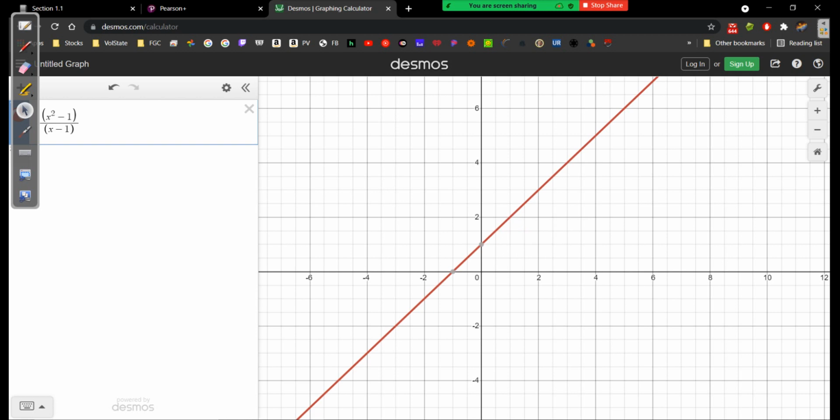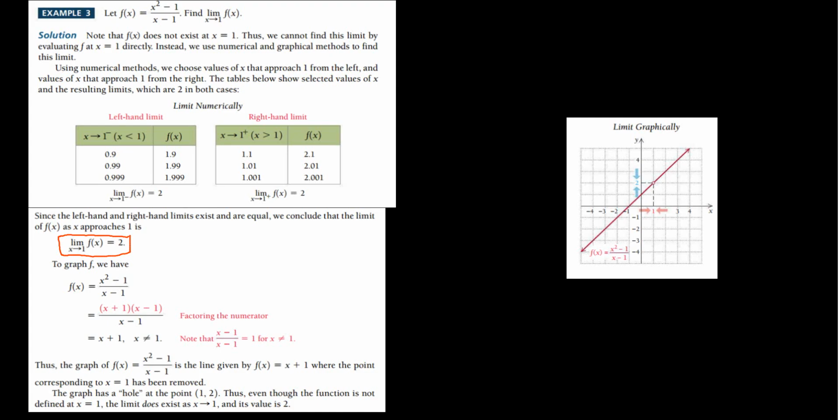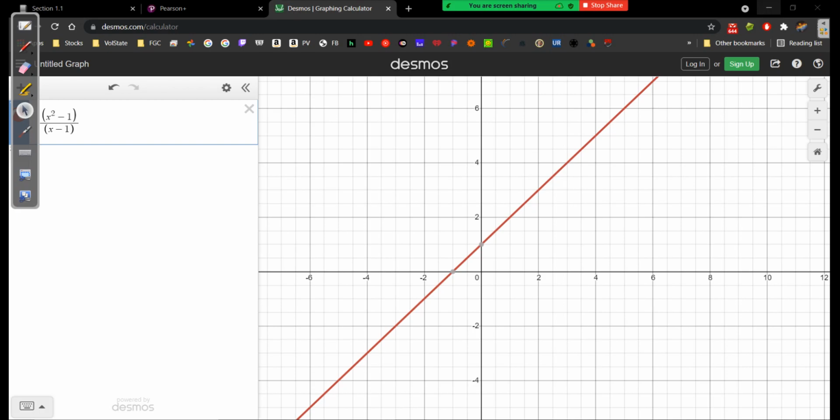To tie all this together, if we just evaluated the function at 1, it is indeed undefined. But if we evaluated the limit of that function at 1, it's not undefined. The solution is actually 2. We're approaching 2. We don't get there, but we're approaching it. And so that's how it works. Let's go back to the text.